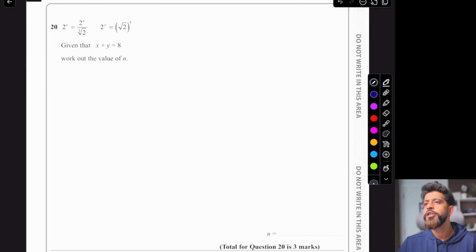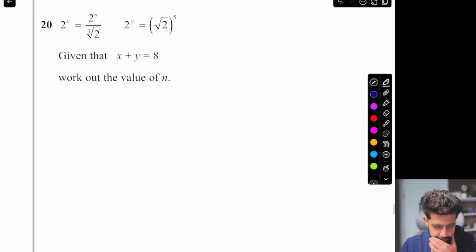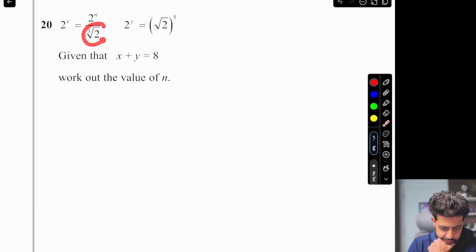Okay, next question. All right, question 20. 2 to the power of x is equal to that. 2 to the power of y is equal to that. Given that x plus y equals 8, work out the value of n. All right. So this can be rewritten. So 2 to the power of x is equal to 2 to the power of n over 2 to the power of a third.